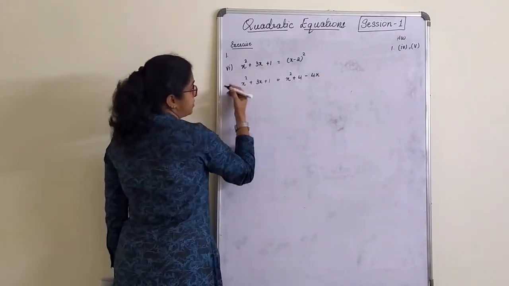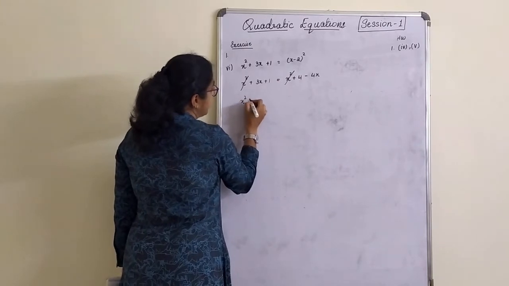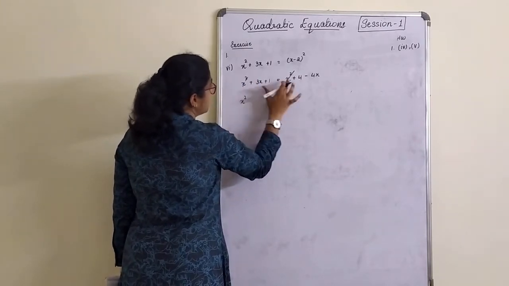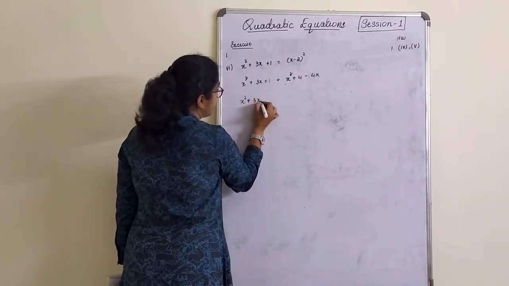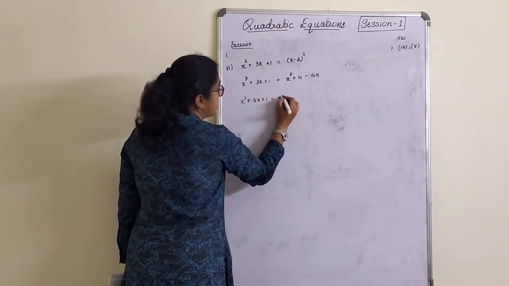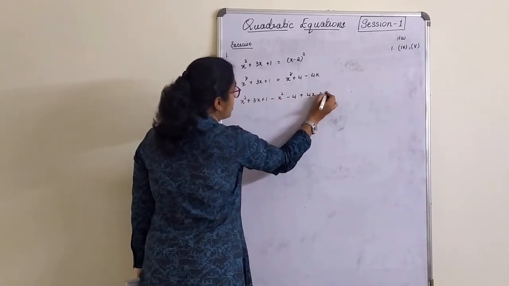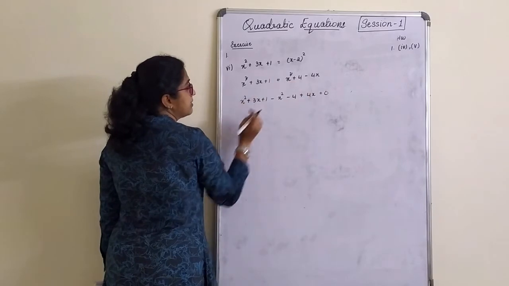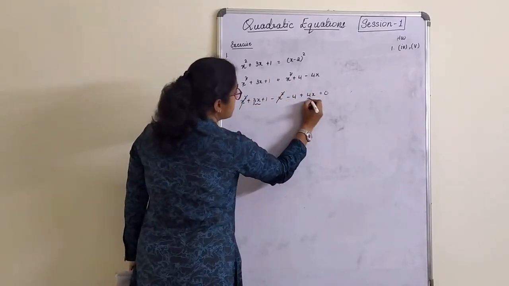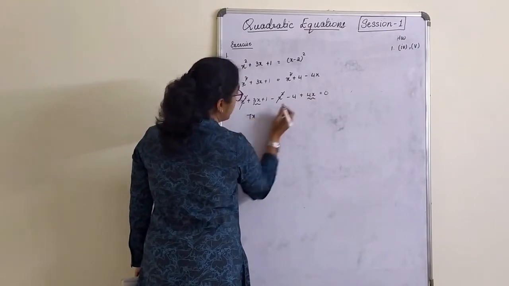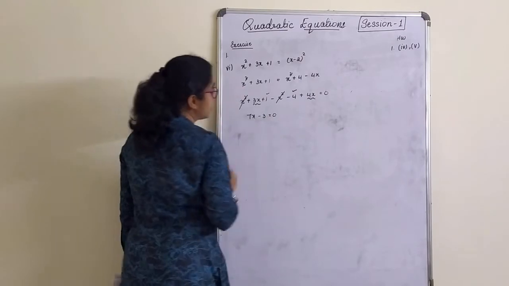Of course, x square and x square will get cancelled here, only if you want. I'll write anyhow if you want. We will write it here. x square plus 3x plus 1 minus x square minus 4 plus 4x is equal to 0. These two will become minus and this will become plus. x square cancel. 3x plus 4x, 7x, minus 4 plus 1 is minus 3 is equal to 0.